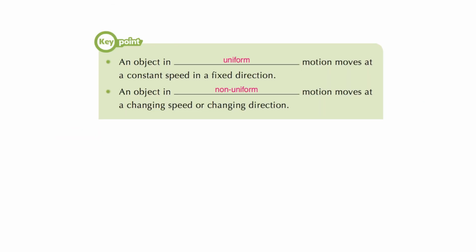So basically, to summarize this video, if an object moves in uniform motion, it means that it moves at a constant speed. Most importantly, it has to be in a fixed direction. But if you change your speed or you change your direction, either one of them, the object is considered to be having a non-uniform motion.